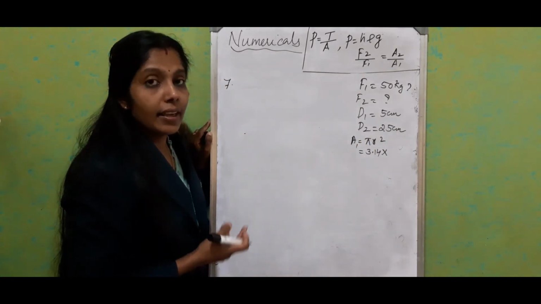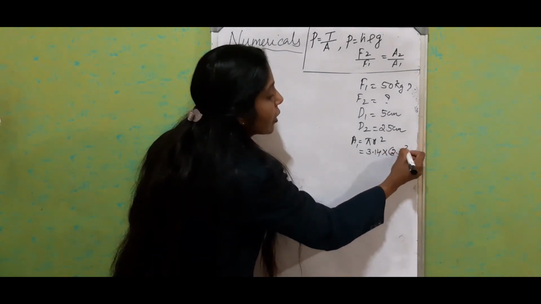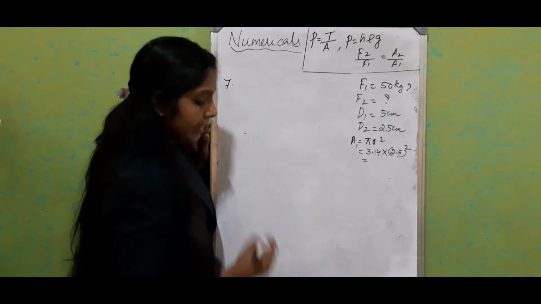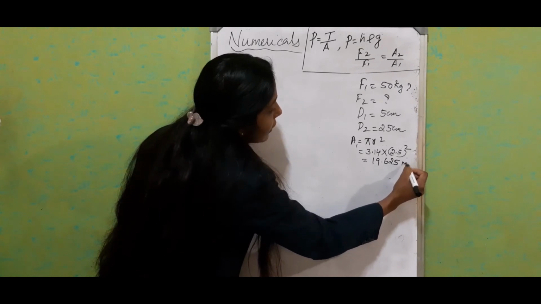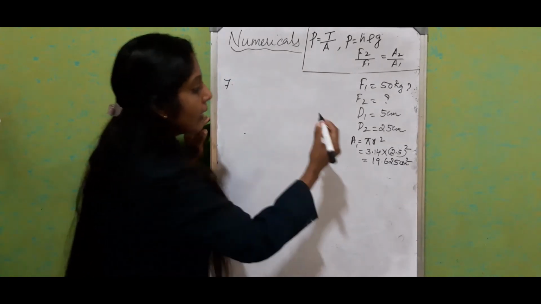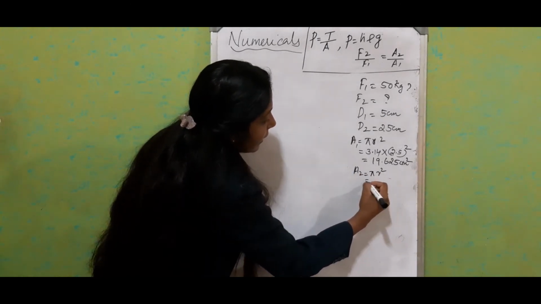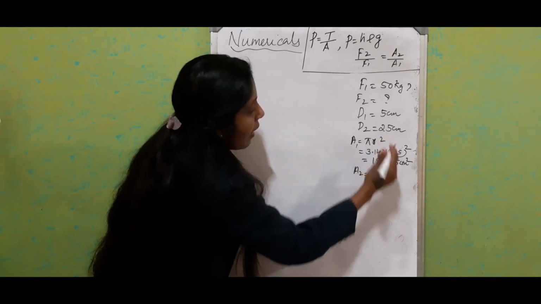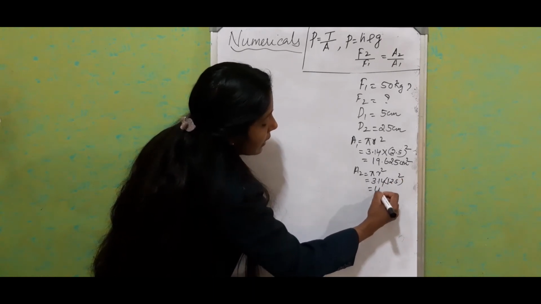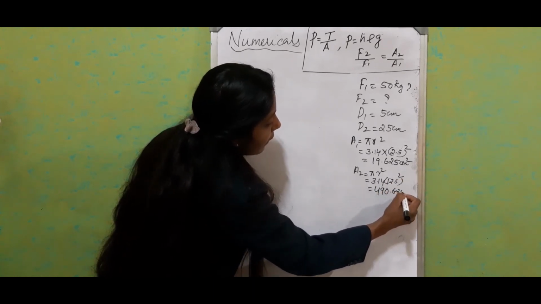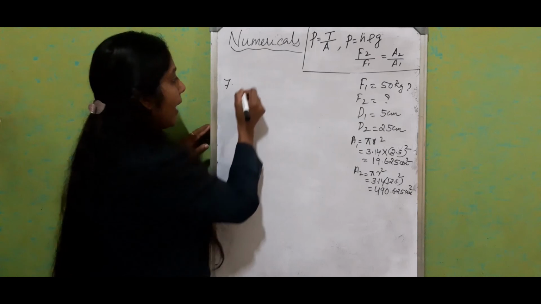this is the diameter, so what is the radius? Radius is half of the diameter. So we'll get 2.5 square, and the answer we'll get is 19.625 centimeter square. Same way we'll find A2, that is pi r square, equal to 3.14 times half of 25, that is 12.5 square, and we'll get the value as 490.625 centimeter square.